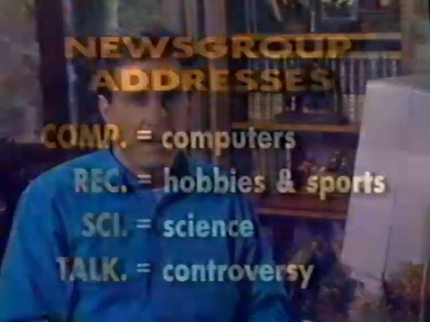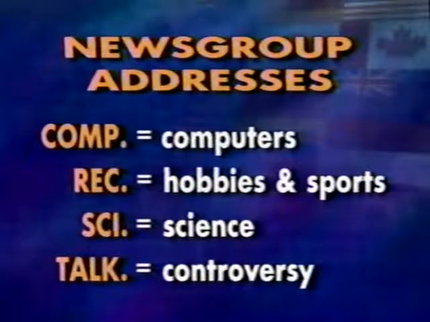We talked about URL and email addresses and how to read one to tell where a particular resource is located. Newsgroup addresses are read the same way, but the address does not give us a location, but rather a very specific topic. For example, an address that begins with comp would be a newsgroup that discusses computers. Rec, short for recreations, discusses hobbies and sports.